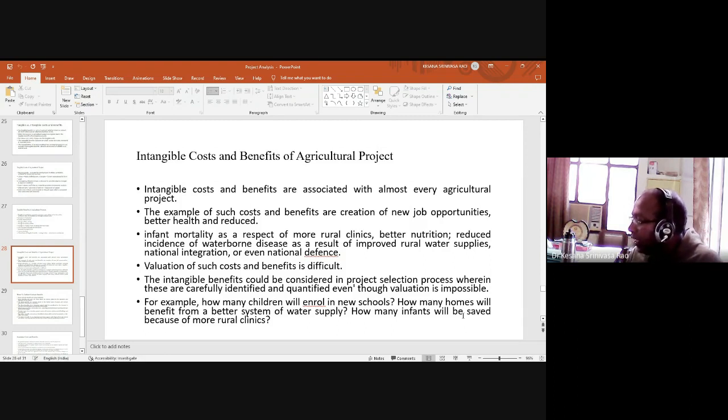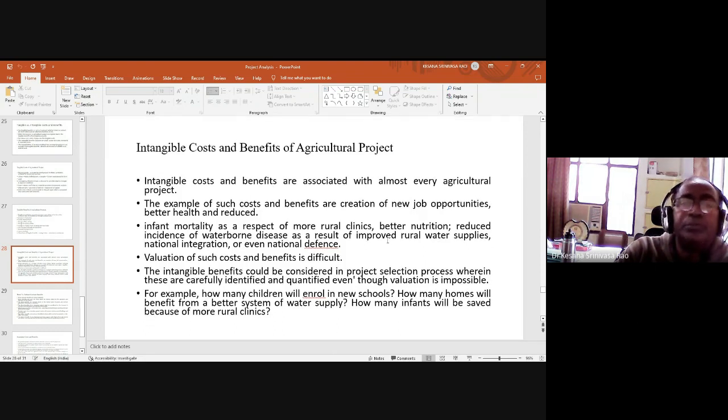So though there are some intangible costs associated with that, apart from that, intangible benefits will also accrue out of that. So that is what I want to say. How many children will enroll in new schools, how many homes will benefit from a better system of water supply, how many infants will be saved because of more rural clinics, etc.